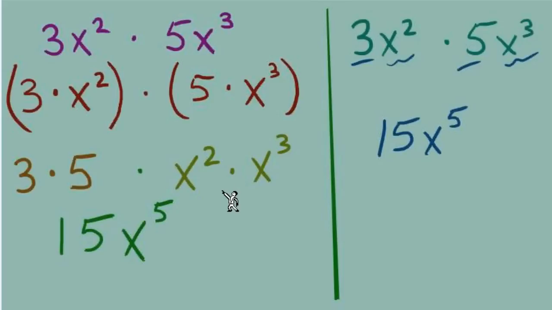So it will be good to know why it works, and thinking about things in expanded form is a useful way to see how and why things work. But as we go through problems, we'll begin to do it this way, where we look at the coefficients, multiply those, and then one at a time we look at the variables and put those together. Okay, not so bad.